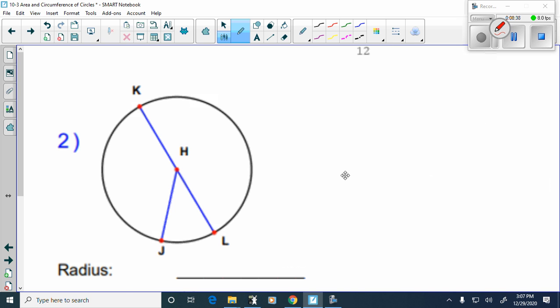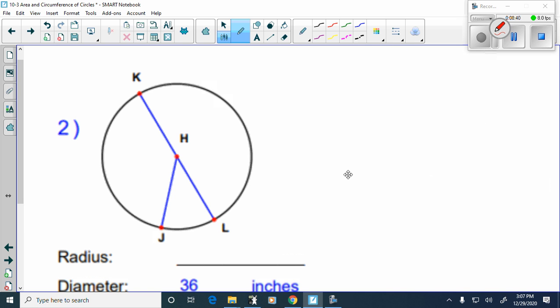All right, here's another example. Of course, it's a circle. It says the diameter is 36, which means the radius is going to be half of that, which is 18 inches.